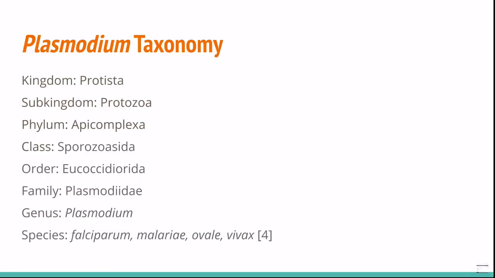First, we're going to go over Plasmodium taxonomy. Its kingdom is Protista with the subkingdom Protozoa. Along with this, its phylum is Apicomplexa, class is Sporozoicida, order is Eucoccidiorida, and family is Plasmodiidae. Lastly, its genus is Plasmodium, and the species related to it are Vivax, Malariae, Ovale, and Vivax.